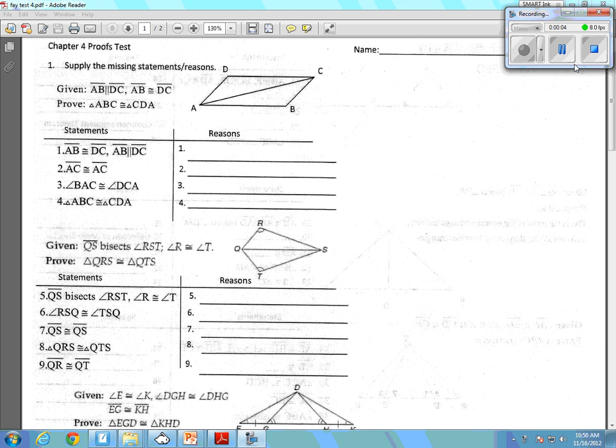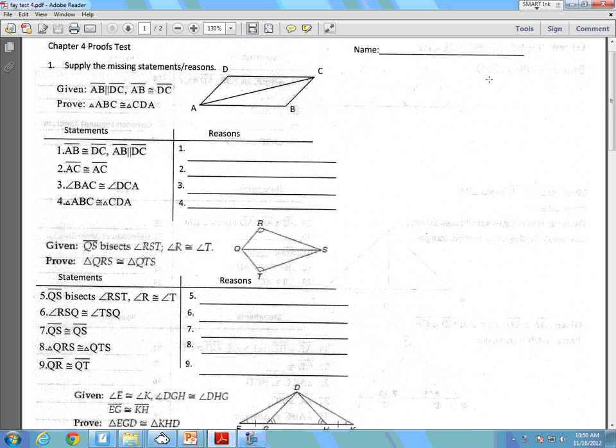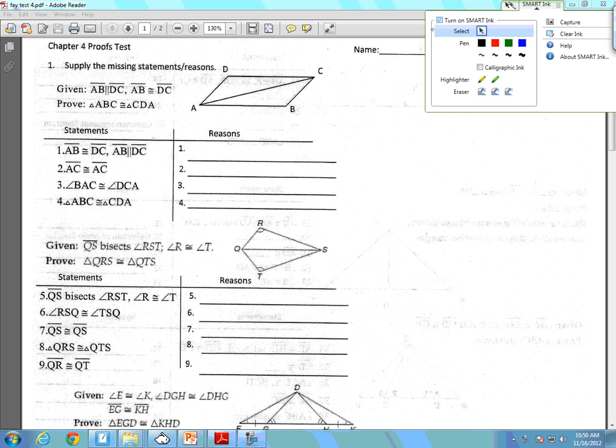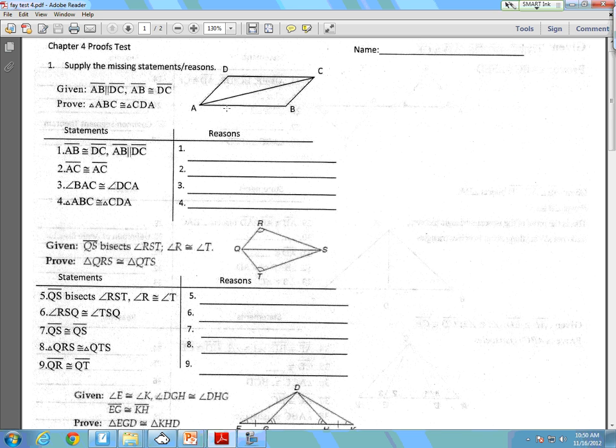This video we're going over the Chapter 4 test, at least the proof section of it. First question says, given AB, that segment is parallel to segment DC, and that AB is congruent to DC, prove that triangle ABC is congruent to triangle CDA. So we know this top segment is congruent to the bottom segment, and they are also parallel.